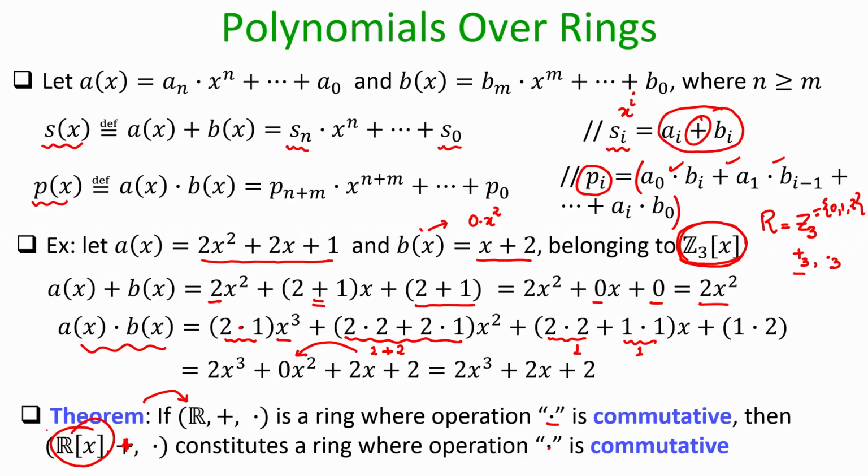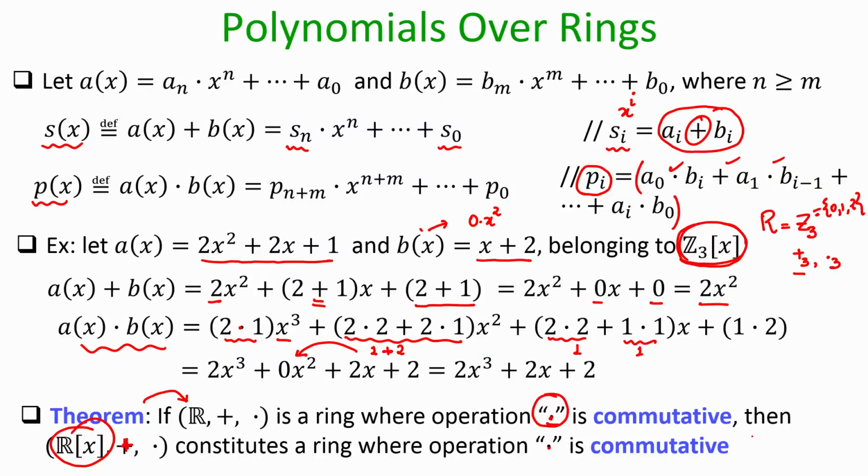So, basically what I am saying here is that if I consider the set of all possible polynomials over the ring, then along with the addition of the polynomials and multiplication of the polynomials, the overall algebraic structure will satisfy your ring axioms, provided the dot operation in your base ring R is commutative. Okay. And this can be proved very easily.